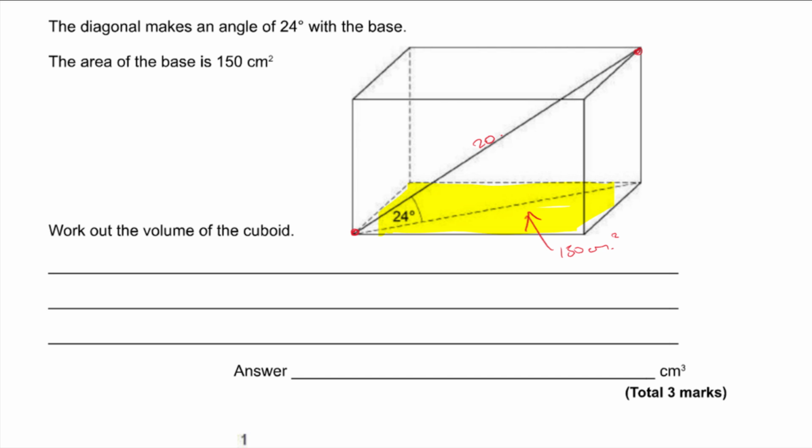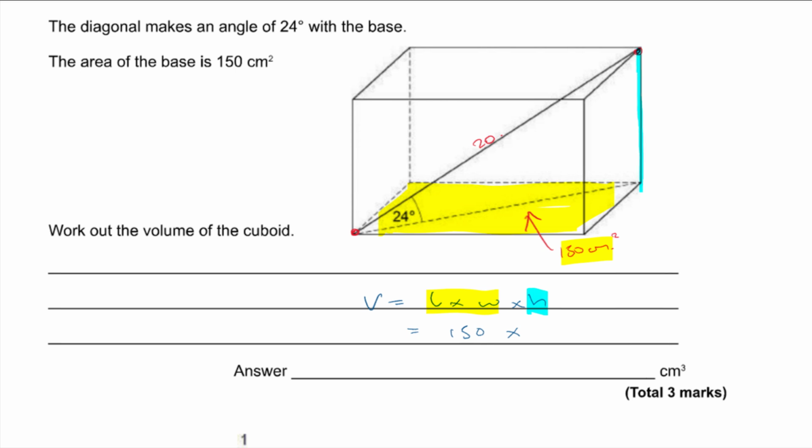Now to work out the volume of a cuboid, you need length times width times height. We've already kind of got the length times width because we've got the area of the bottom, and the area of a rectangle is length times width, isn't it? So if the volume is equal to length times width times height, then the yellow bit is already the length and the width. So those two bits together is 150. All we really need to do is work out h, the height of the cuboid. The height of the cuboid is this length here, isn't it? That's the height.